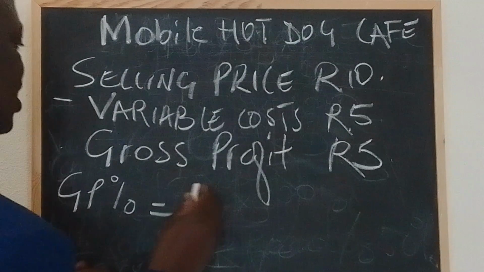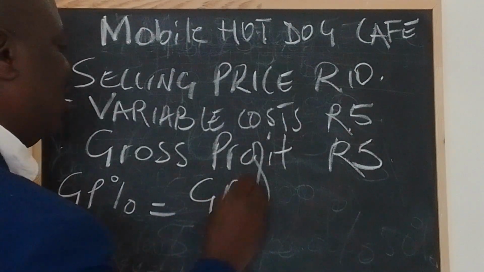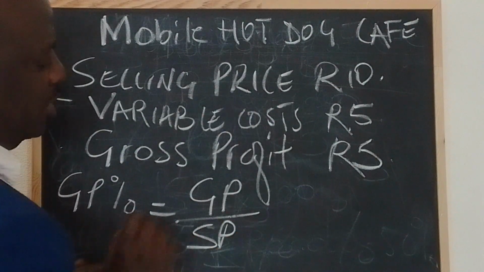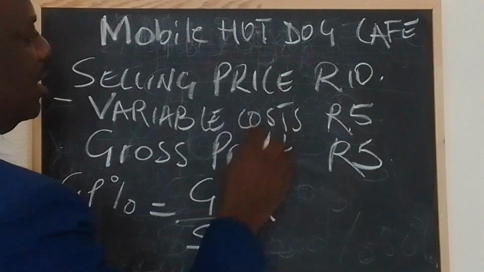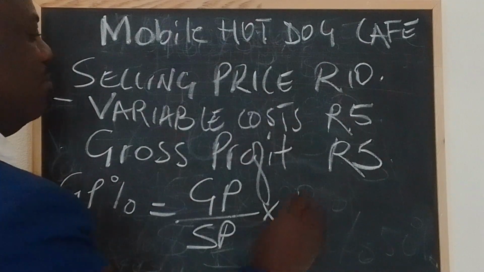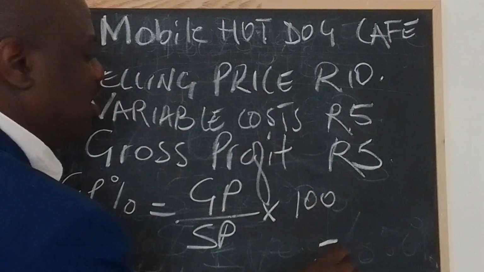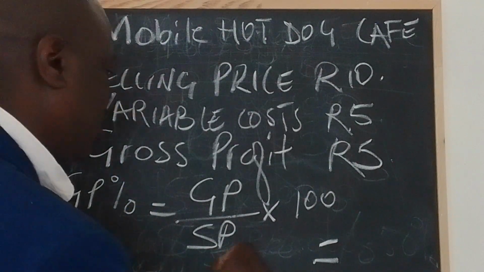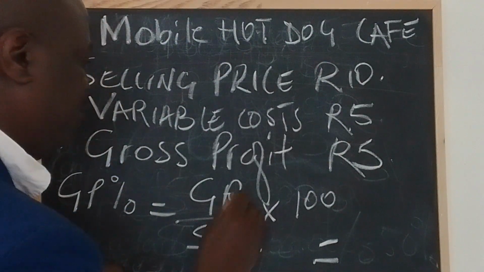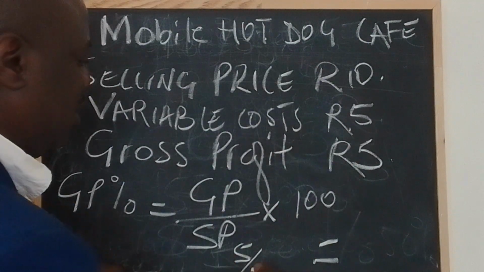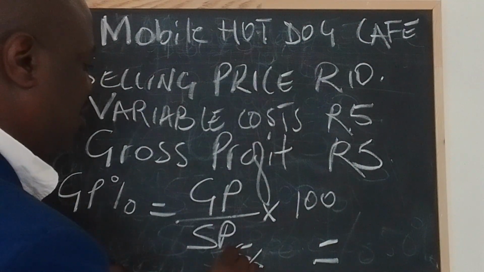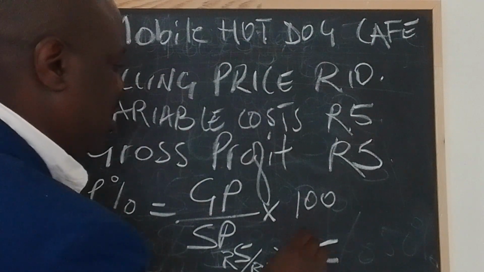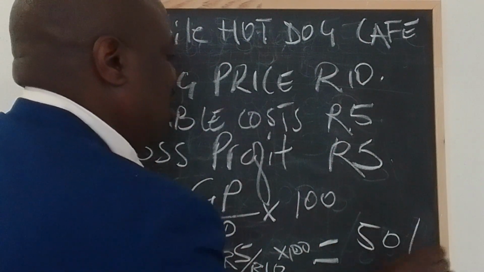Gross profit percentage, the formula for calculating this: you take your gross profit per unit, divide by the selling price, multiply by 100. How much is it? If you use your calculator, the gross profit is 5 rands, divide by 10 rands, multiply by 100. It gives you 50%.